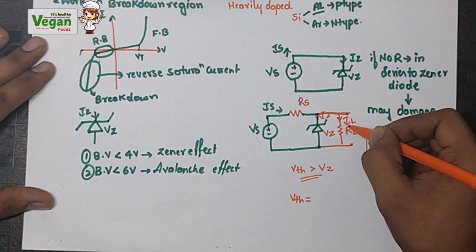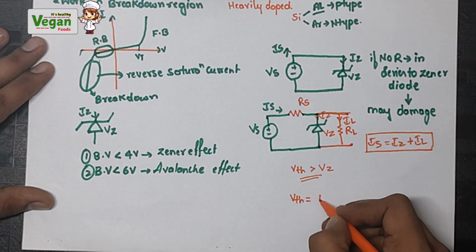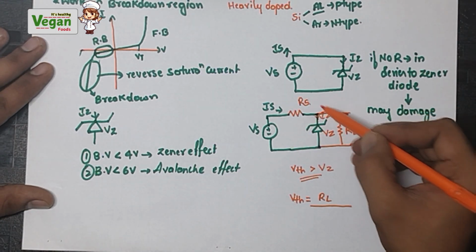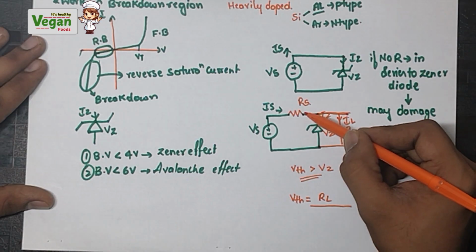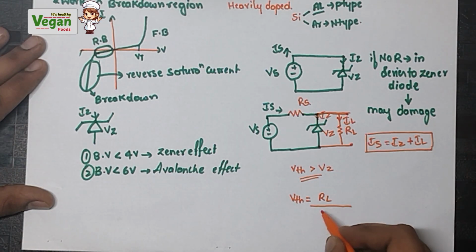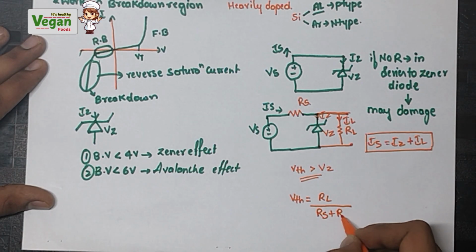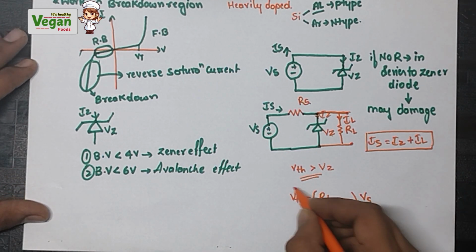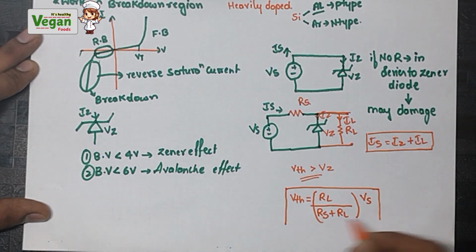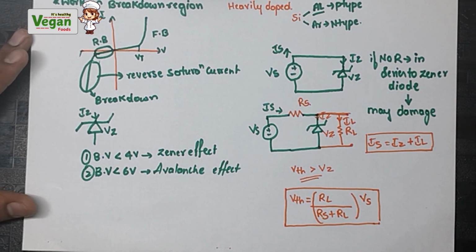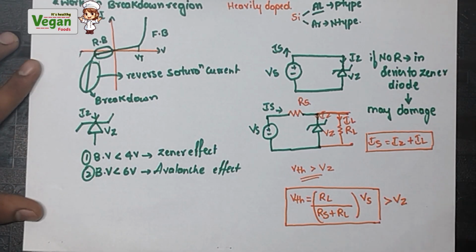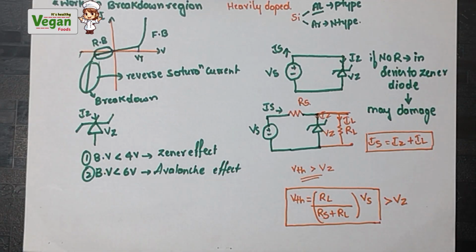So what is the resistance near it? That is RL. So RL divided by the total resistance in this circuit. RS and RL are there, both in series, so RS plus RL, multiplied by the source voltage Vs. So this VTH value, which is equal to RL divided by RS plus RL into Vs, must be greater than Vz. Only in this condition can we proceed further for the voltage regulation activities.